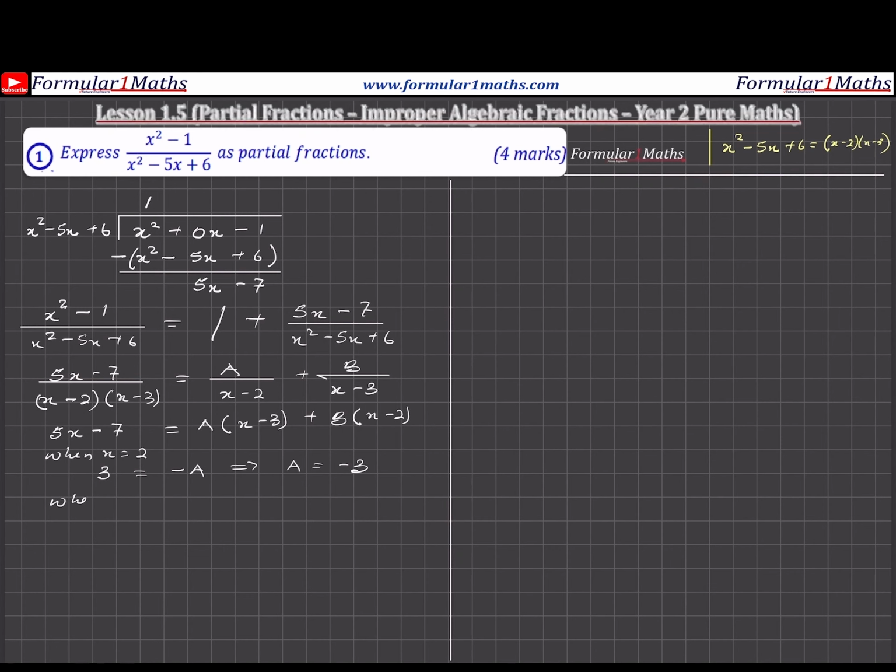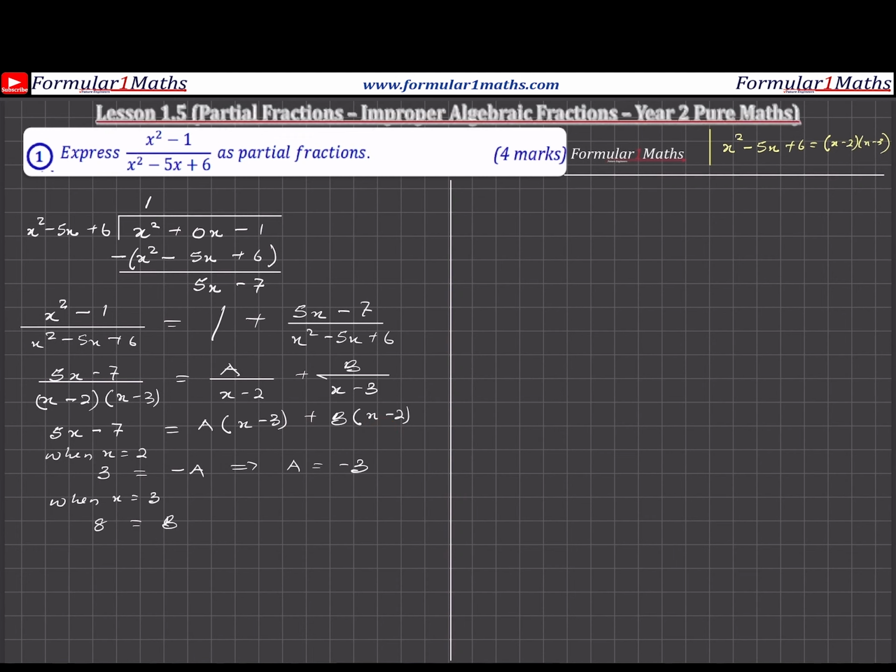And when x equals 3, on the left-hand side, I will get 8 because 3 times 5 is 15. 15 minus 7 is 8. And on the right-hand side, I will have this term eliminated. And so 3 minus 2 is 1. 1 times b is b. And so b is equal to 8.